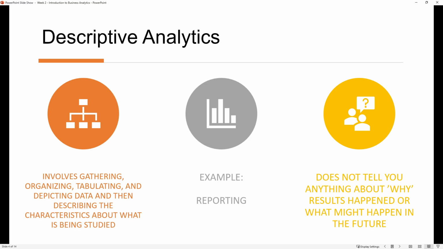A common example of putting descriptive analytics to use is that of business reporting. Anytime aggregate data or individual data are reported about what is happening in the business, this is descriptive analytics. Descriptive analytics is useful for getting an understanding about what is currently going on in the organization, but it does not tell you anything about why results happened or what might happen in the future.